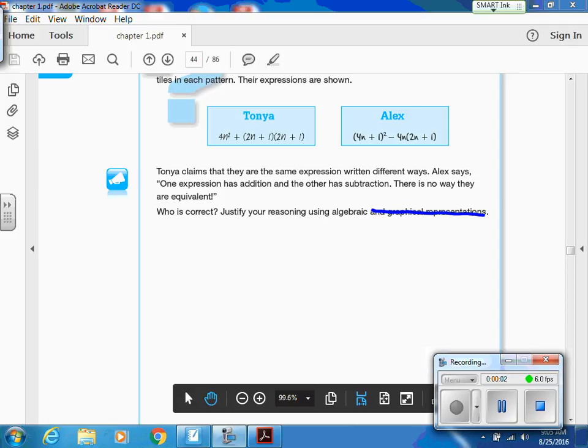So if I wanted to prove that they were exactly the same, or that they weren't exactly the same, what could I do to this and to this to maybe show that they were the same or not the same? Simplify them, yes. So simplify Tanya's and simplify Alex's and see if you get the same thing. Okay? Simplify the two and just see if they're equal. See if they're the same.